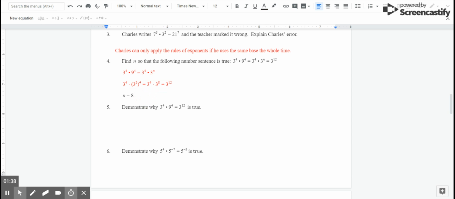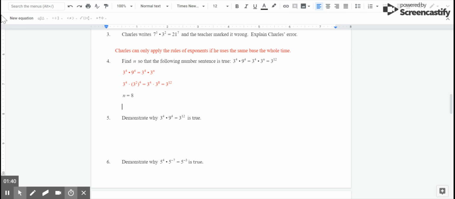And then I can essentially just solve the equation 4 plus n equals 12, because I'm looking at my rules of exponents, which say that if I have the same base and I'm multiplying, I add the powers. So if I just look at the powers, I can set up this equation, and when I solve that for n, I get n equals 8.